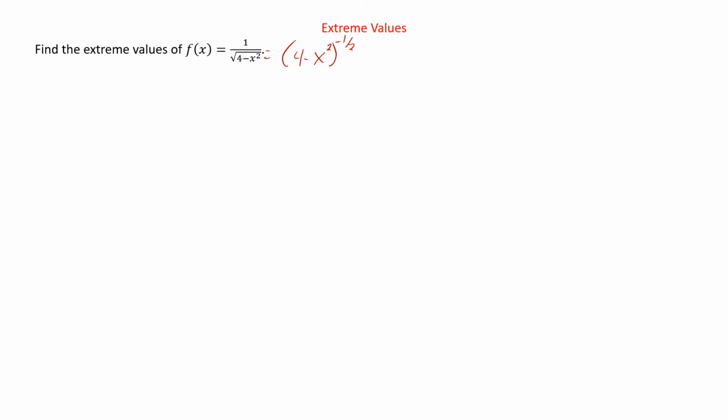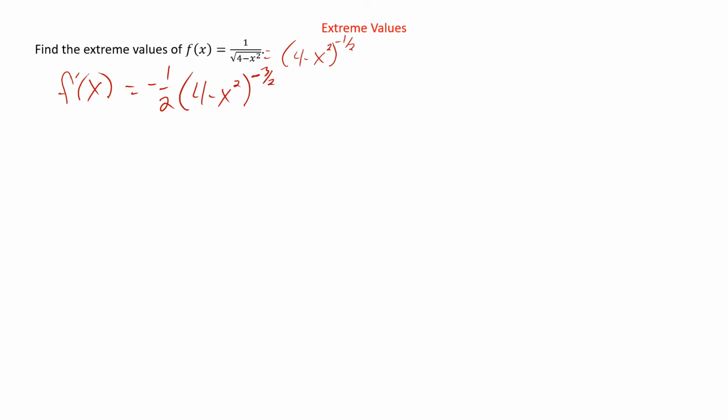Now we can use the power rule with chain rule. So f prime of x is going to be, we'll have a negative 1/2 times 4 minus x squared. Subtract 1. Negative 1/2 minus 1 is negative 3/2.